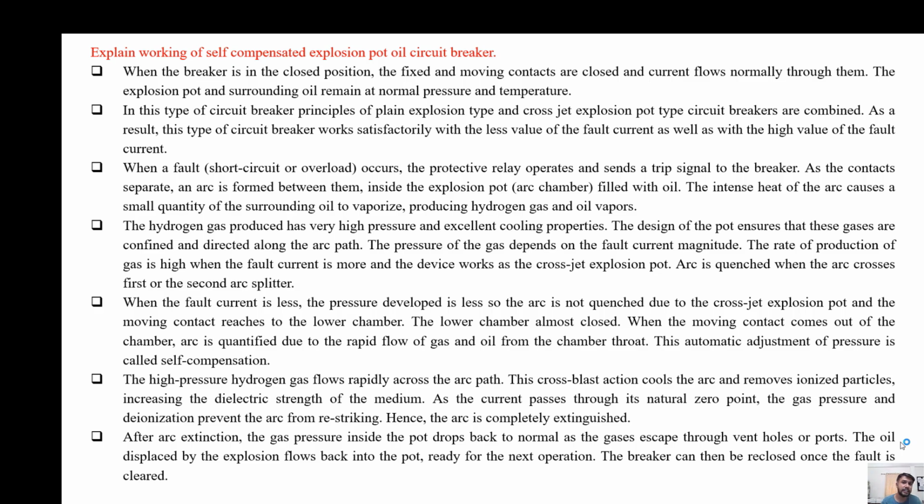Now, after the arc extinction, the gas pressure inside the pot drops back to the normal condition as the gas escapes through the vents or holes or ports. The oil displaced by the explosion flows back into the pot again, ready for the next operation. The breaker can then be closed again, or reclosed, once the fault is cleared. So this is how the self-compensated explosion pot oil circuit breaker works.